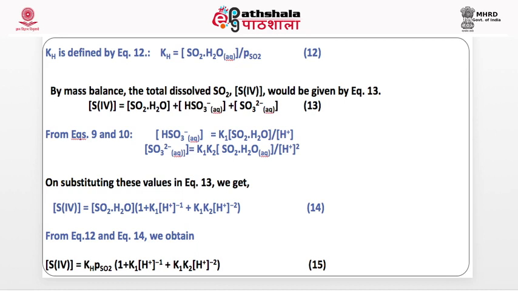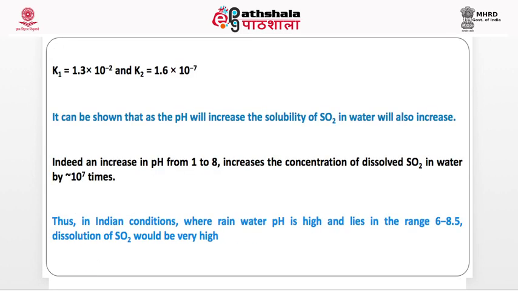Similarly, from the previous equilibrium, you can see sulfite concentration equals this, where remember K1 and K2 are the first and second dissociation constants. By substituting these values here, you can get this equation on rearrangement. And remember, this is pH dependent. K1 has a value of this, K2 has a value of this.